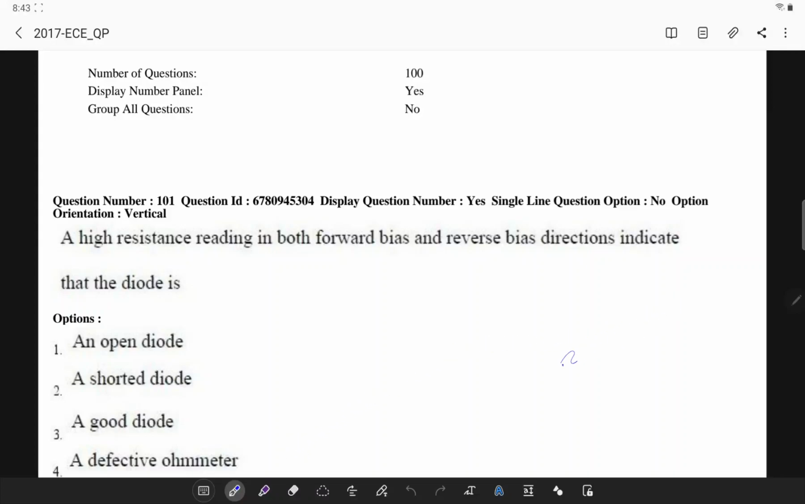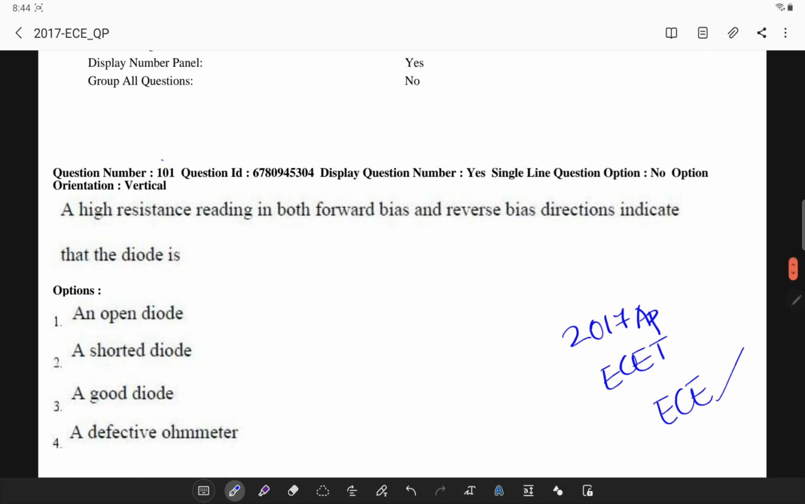Today we shall solve the 2017 AP ESET question paper, EC branch questions. So let's go to the first question.